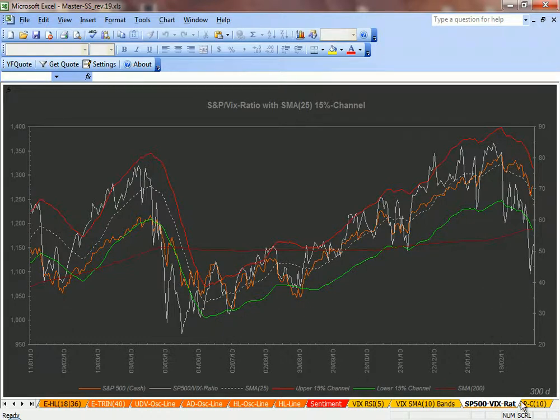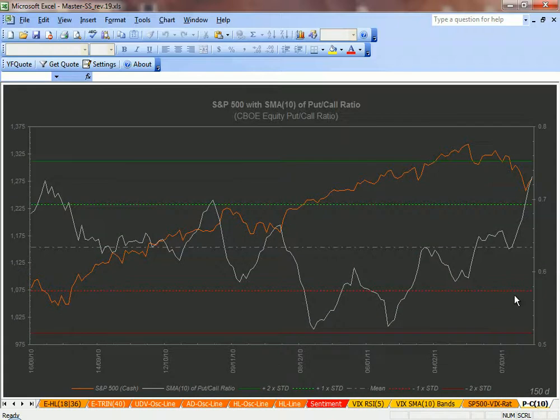Okay, and lastly for the sentiment, the put-call ratio, the 10-day put-call ratio, which was slowly deteriorating as we went into the high, just has kind of gotten blown out of the water here short term. So that is short term oversold.